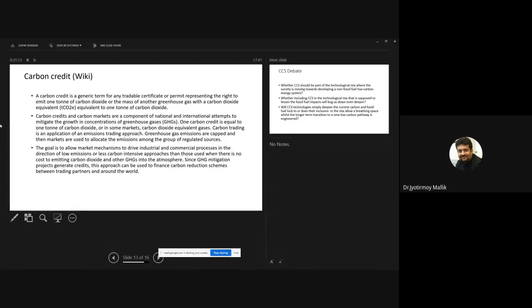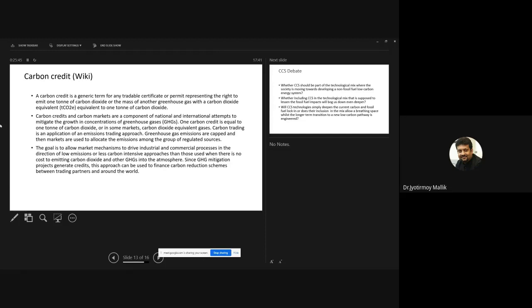So carbon credits and carbon markets are a component of national and international attempts to mitigate the growth in concentrations of greenhouse gases. I hope you understood what it means. One carbon credit is equal to 1 ton of carbon dioxide, or in some markets, carbon dioxide equivalent gases, both greenhouse gases. Carbon trading is an application of the emissions trading approach, right? So that's what we just explained.